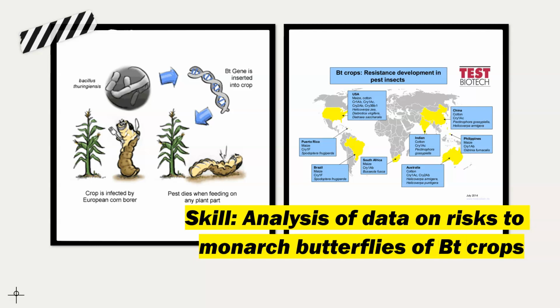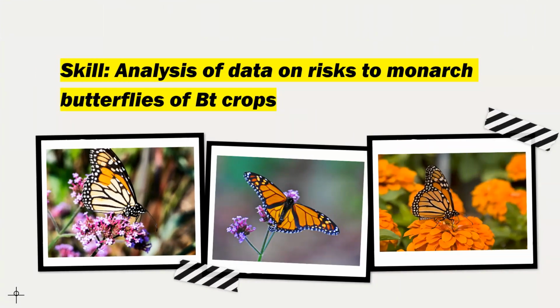Now there's a problem, and that is that the larvae of the monarch butterfly also dies if it eats that gene. So if they feed on the BT crop, then the larvae dies, which means a reduction in the number of monarch butterflies. So basically, by that genetic modification, there is an impact on the biodiversity and the monarch butterfly population.